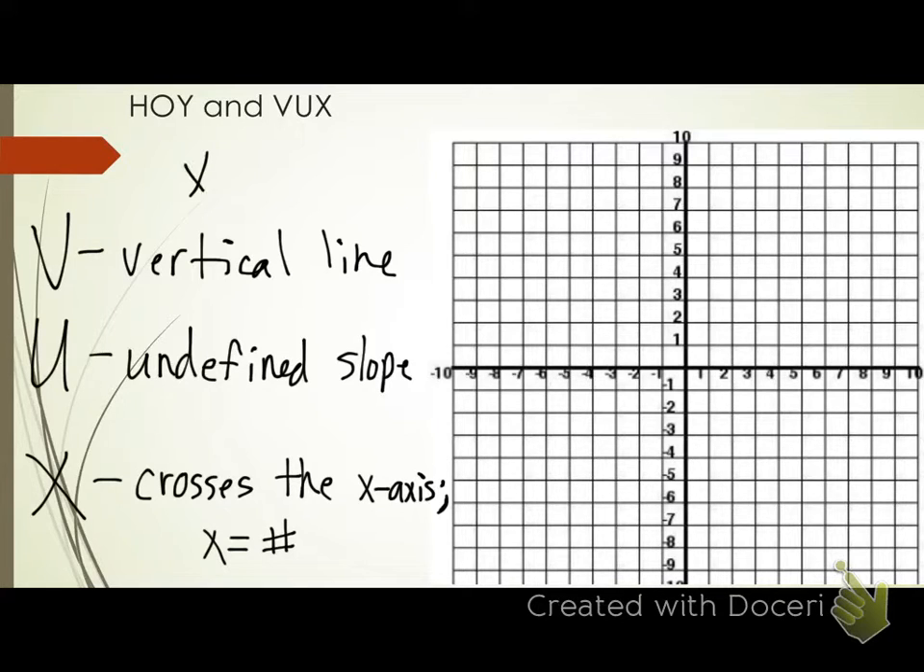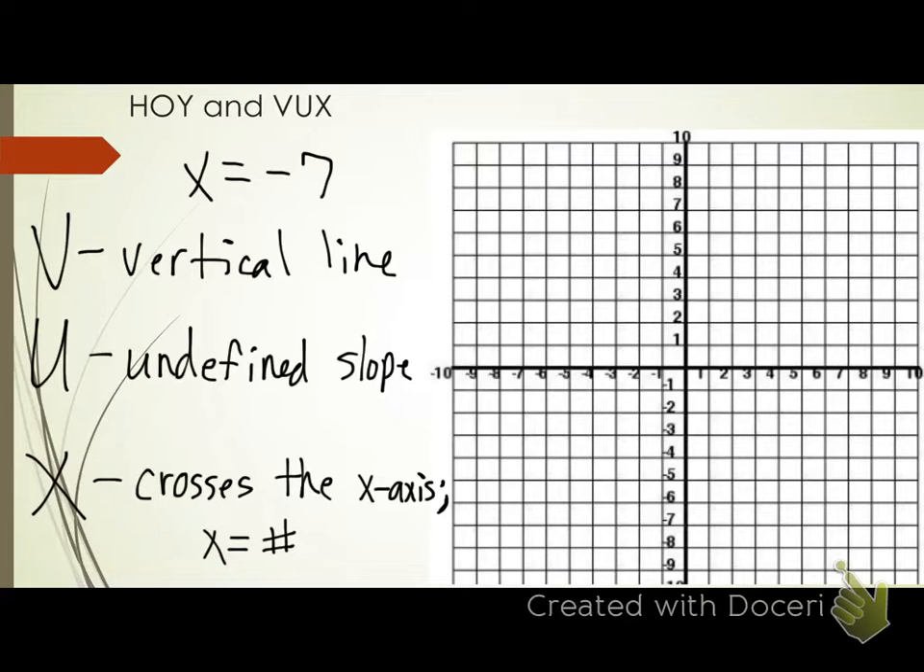Say I gave you the equation x equals -7 and I told you to graph it. X equals -7. First off, I'd identify that I'm using VUX because the equation is in the form x equals a number. Right? Okay, so I'm using VUX. Which axis is it crossing? X-axis. Which axis is that? The horizontal axis, right?